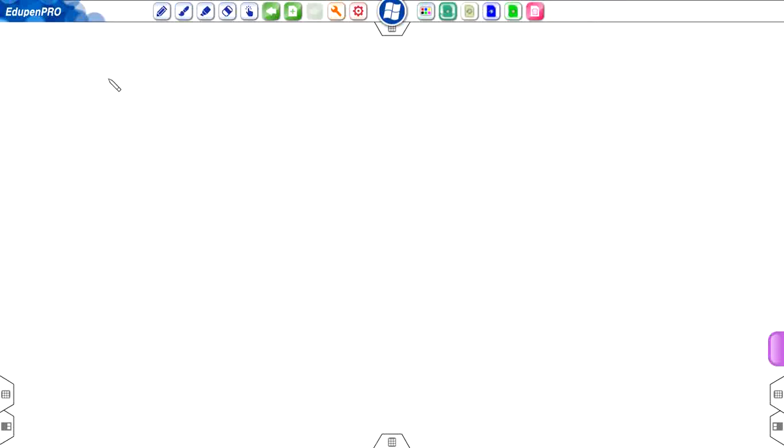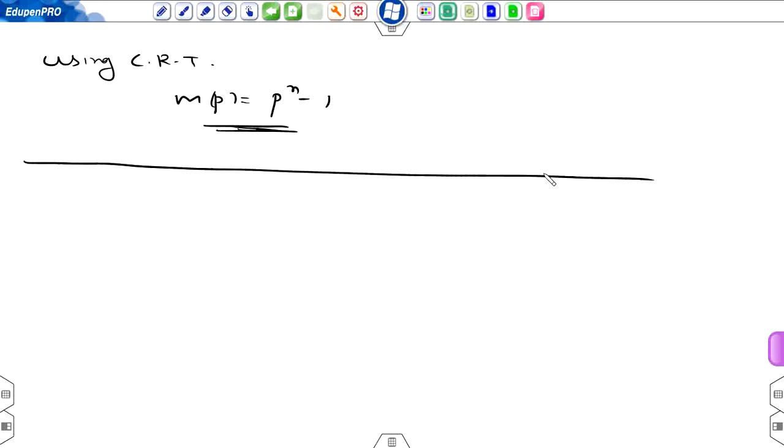So alternatively, this cyclic convolution can also be computed using CRT. So using CRT, you have to take the modulus m of p as p^n minus 1. Okay, and the remaining steps are the same. So this can be best explained by taking an example.